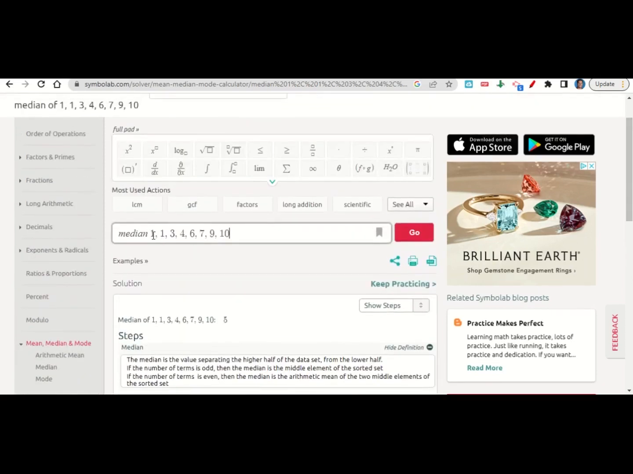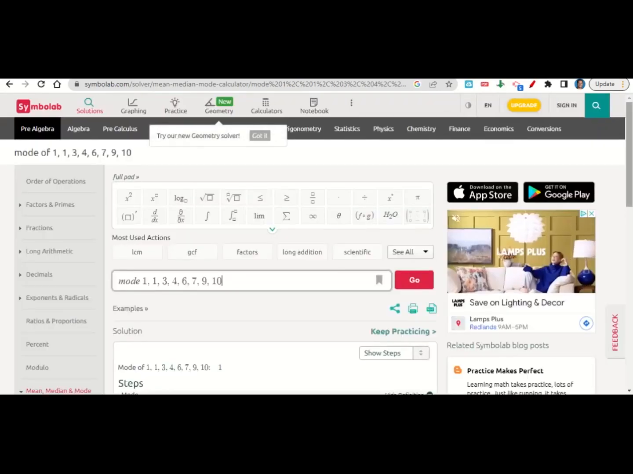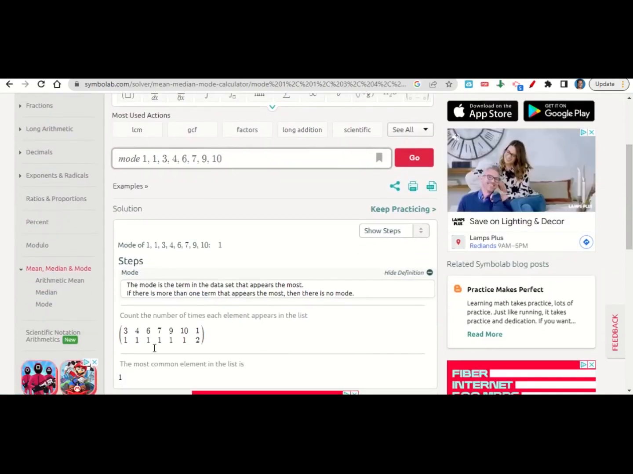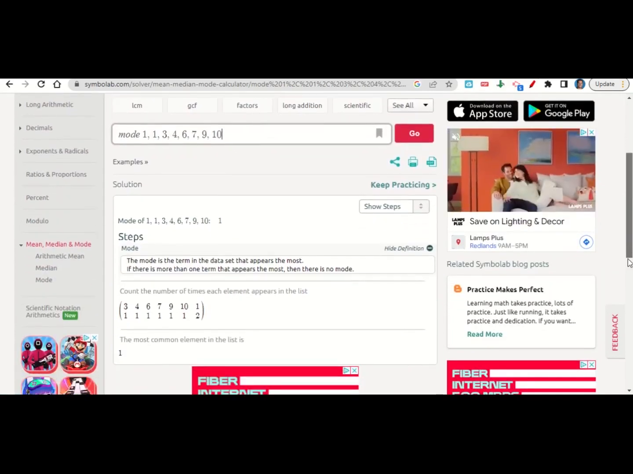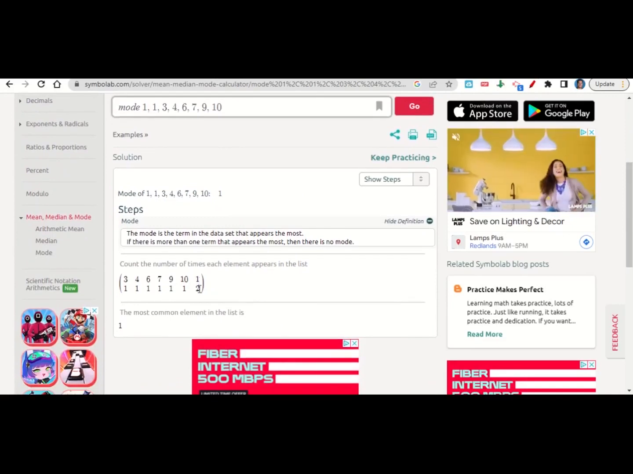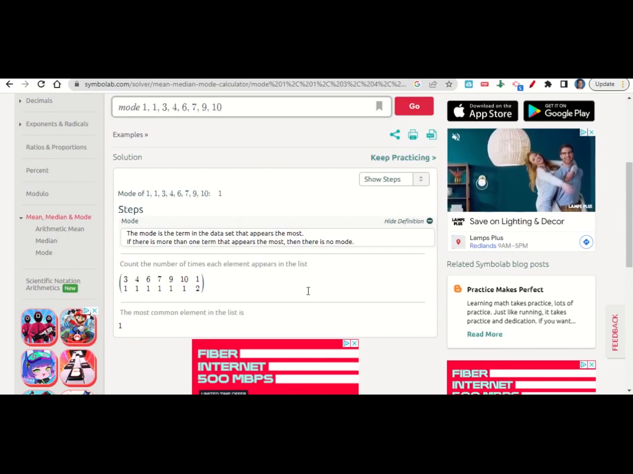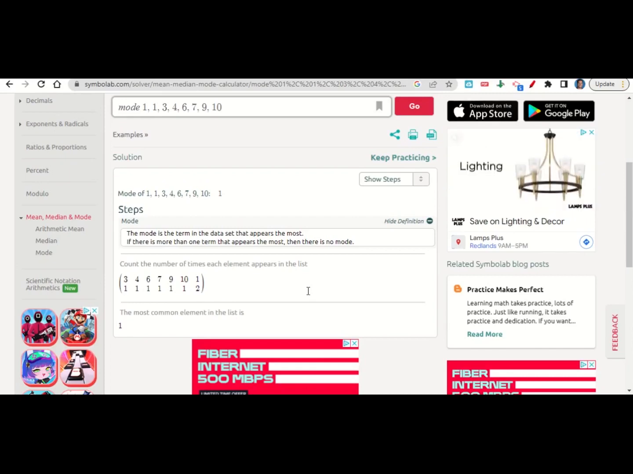Now let's say we wanted the mode. We go ahead and change this to say mode. Click go. And it tells us that the mode is 1 because that is the one that appears the most often. And it shows us the counts here. So 1 appears twice, all the others appear once. So this is how you can use Symbolab to check your work when trying to find the mean, median, and mode of a set of data.